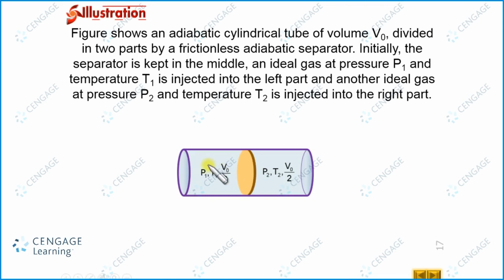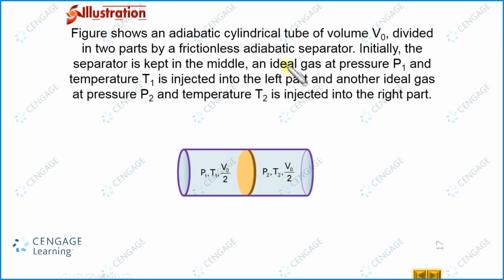The system has gases on the left hand side and right hand side of this separator. Initially, the separator is kept at the middle. This is the frictionless separator, that means it can slide inside the tube without friction. Initially, the separator is at the middle, dividing the tube into two equal parts, V0 by 2 and V0 by 2.